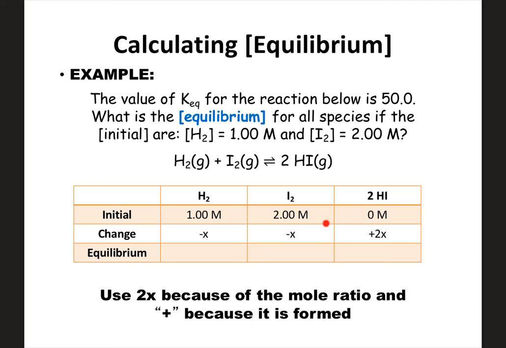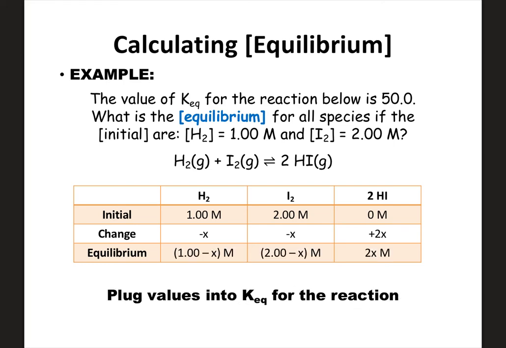All right, so now that I have all of my changes for the reactants and products, I can now do my initial minus the change for each of the reactants, and my initial plus the change for the product, and plug that into my ICE table. So when you do that, the initial minus the change here for the H2 is 1 minus X molar. That would be the concentration at equilibrium for the H2. The I2 would be 2 minus X molar, and then the concentration at equilibrium for the HI would just be 2X molar, because 0 plus 2X is 2X.